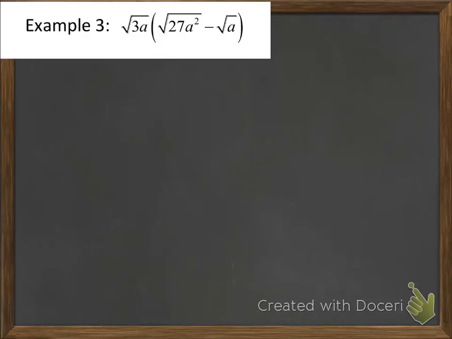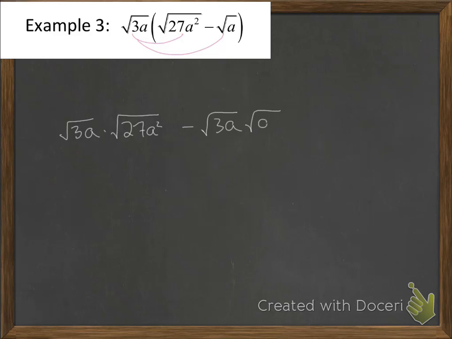So let's look at another example. Once again, we need to use the distributive property to multiply this. So we will multiply those two terms and those two terms. So I'm going to have the square root of 3a times the square root of 27a squared. Then I have minus the square root of 3a times the square root of a.